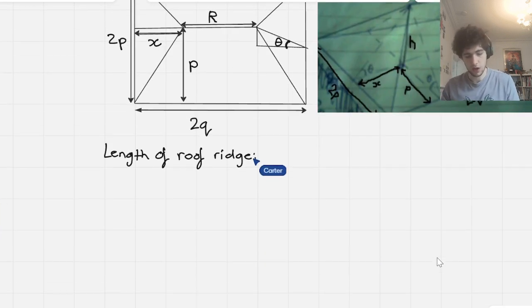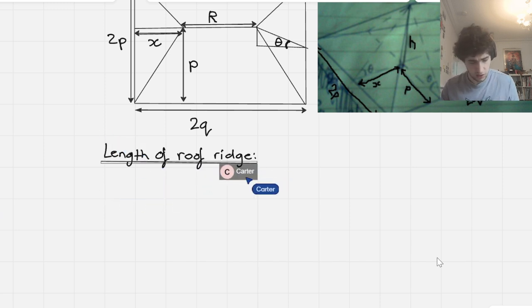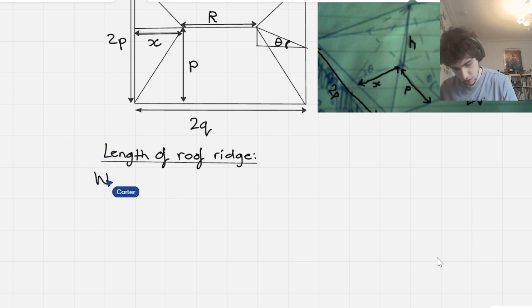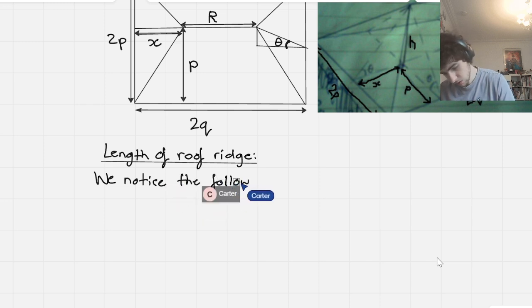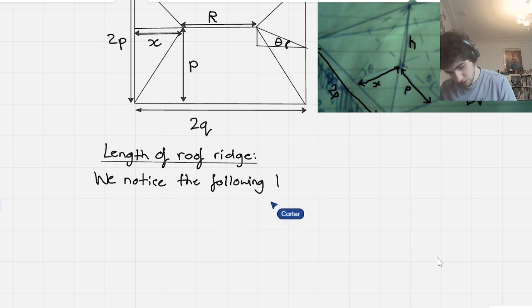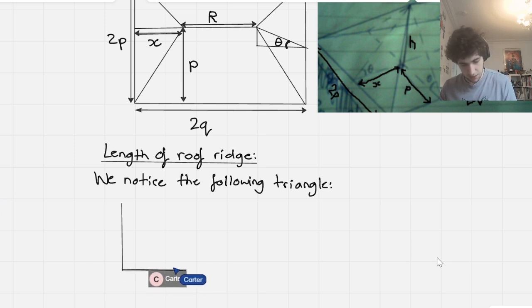In order to compute this, we're going to have to consider the following triangle. The triangle is going to have height h. It's going to have this side being p. And the hypotenuse we don't know, but it's irrelevant for this question, actually. It doesn't matter for this part of the question, anyway. So we don't know the hypotenuse.